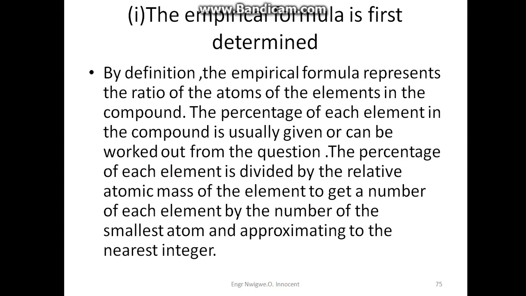The empirical formula is first determined. By definition, the empirical formula represents the ratio of atoms of the element in the compound. The percentage of each element in the compound is usually given or can be worked out from the equation. The percentage of each element is divided by the relative atomic mass of the element to give a number of atoms. Then divide each by the smallest number and approximate to the nearest integer.